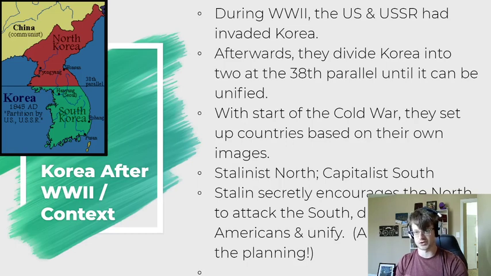Once the Cold War starts, both sides set up basically countries that reflect their own images. So we get this very Stalinist, communist North Korea, and we get this very capitalist South Korea. Now, Stalin, as the Cold War is starting, is again getting the machine going in terms of spreading communism. As they get into the 1950s, Stalin starts to encourage North Korea to attack the South, to drive out the Americans and other NATO-like powers that were there, and to unify the country. And he even provides the planning for this.